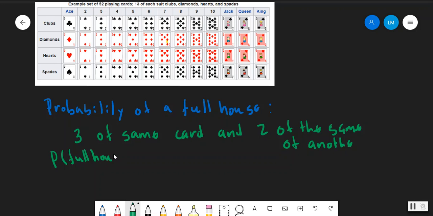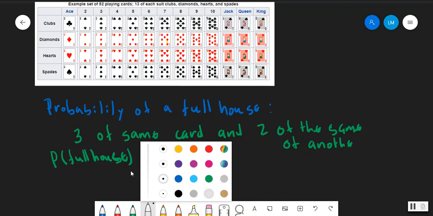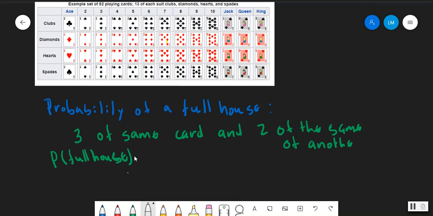So we're going to have to be very specific in how we find this. So this is going to equal to, let's use this black pen and change it to a gray. Okay, so we have that this is going to be equal to, well, we have to think of what number of ways can we get a full house. So the way that we can do this is that we have to think, well, let's first find the first card that we want to have three of the same.